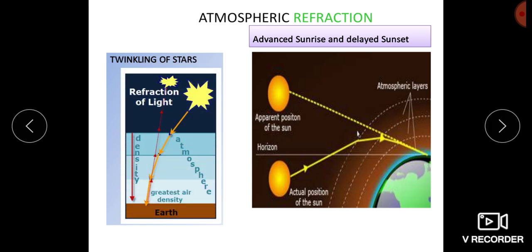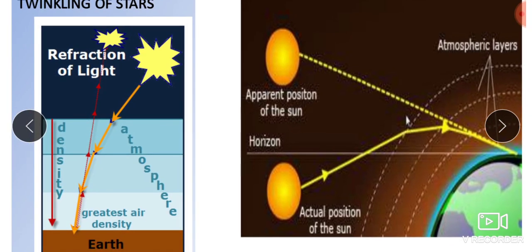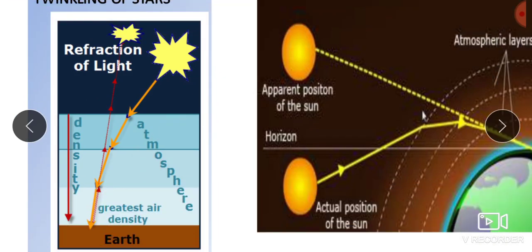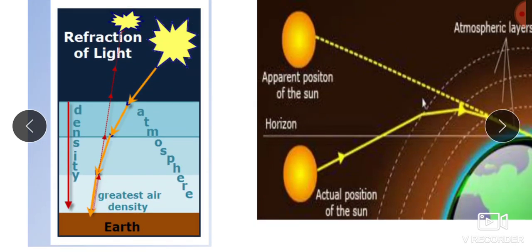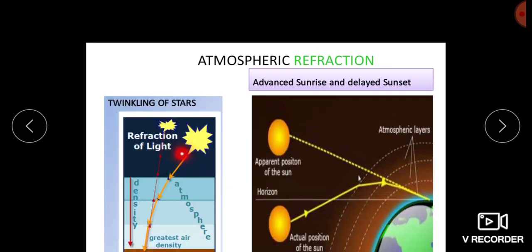Next, twinkling of stars is another one. It is also happening due to the refraction of light. The various atmospheric layers have changing densities, greater air density here, also greater air density or low air density. The same thing here also: when the rays from the star come, they have to travel through various dense layers. Due to this, the apparent position of the star seems to be changed. So this red marked one is changed and appears here instead of here.